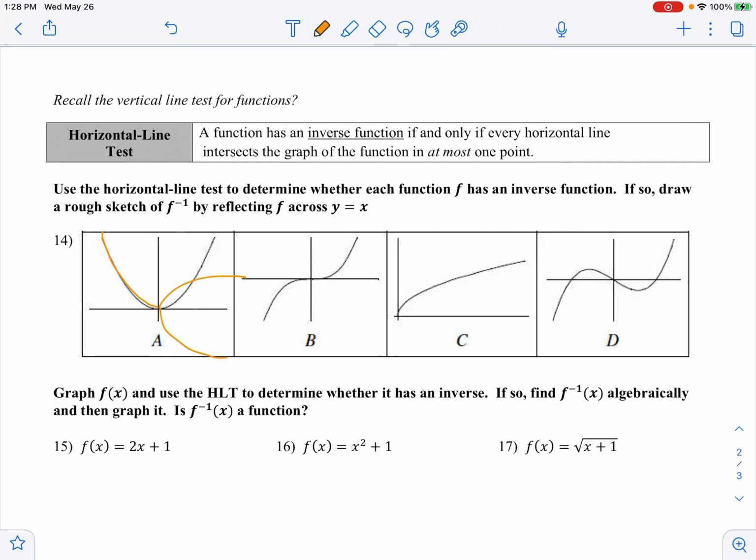And so on my original graph, how I can check that without actually drawing the inverse is I can draw a horizontal line. This intersects my graph in two places, which means that the inverse is not a function.